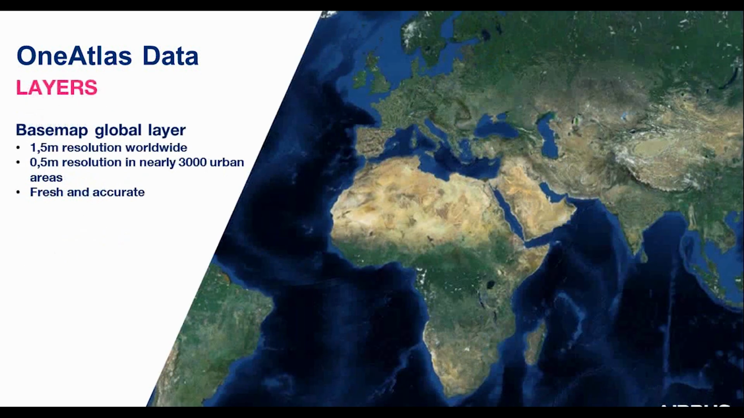Now, let's move on to the layers part. So here you have an overview of the base map global layer, which is using 1.5 meter resolution worldwide and 50 centimeter resolution in nearly 3,000 urban areas. All of this data is fresh and accurate. So we are refreshing our product every year. And as you can see here, with a very, very low cloud cover, and we tend to have absolutely none in most of the areas.